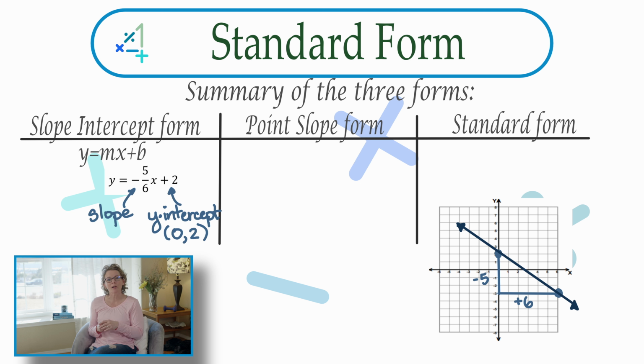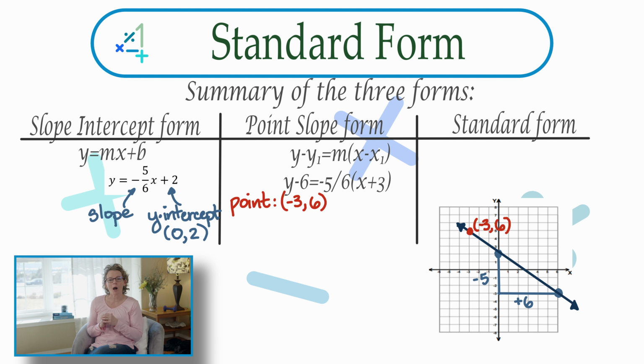Next, we have point-slope form. y minus y1 equals m times parentheses x minus x1. The same line example in point-slope form could be y minus 6 equals negative 5/6 times (x plus 3). This form tells us a point on the line, but not necessarily the y-intercept. For this one, it would be the point (negative 3, 6), and it also tells us the slope of negative 5/6, indicating that it will go down.